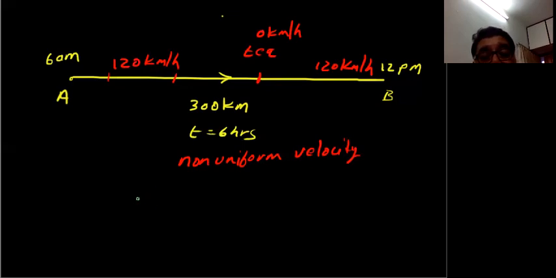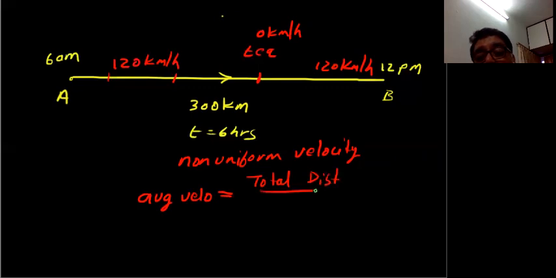Now let's try to figure out what average velocity is. Average velocity equals total distance, or displacement, since they are exactly the same because everything is moving in a straight line, so total distance traveled divided by total time. Remember one thing, distance and displacement are exactly the same because everything is moving in a straight line. So you can say either of them.